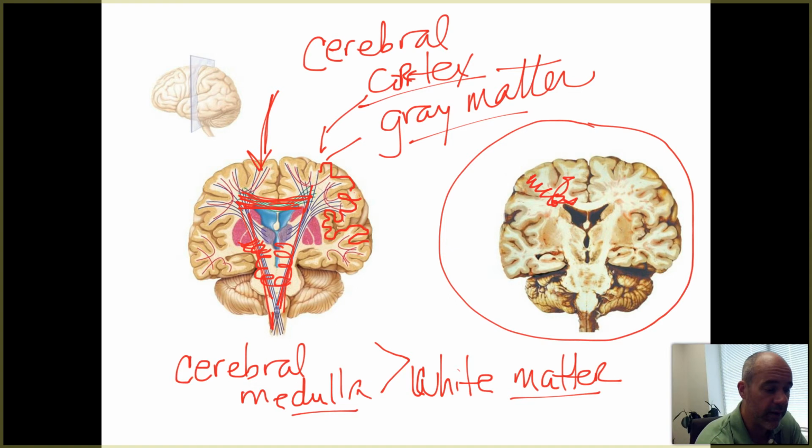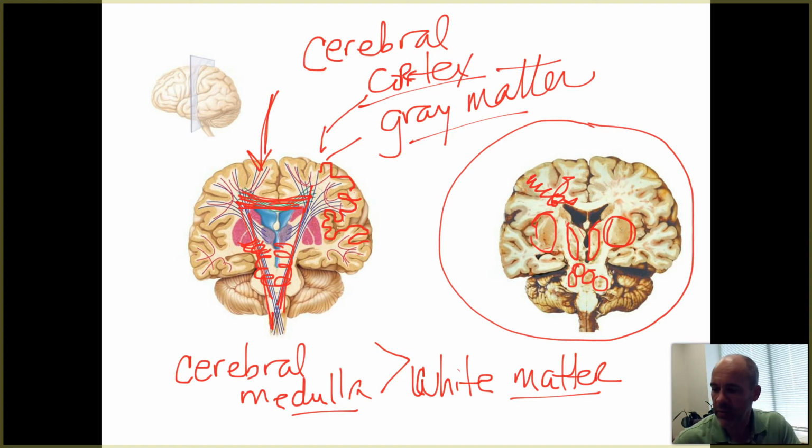Now, if you look closely, especially on the diagram of the actual human brain, you get down into these deeper areas and you do have clusters of gray matter. So there are deeper areas where you do have some clusters of actual cell bodies of neurons, but a lot of that central area consists of white matter.